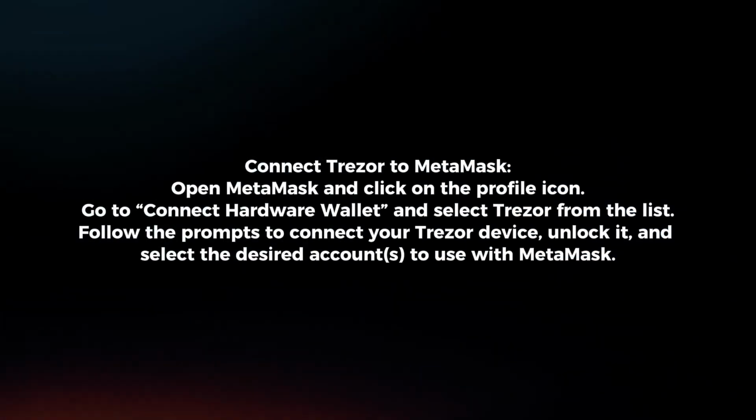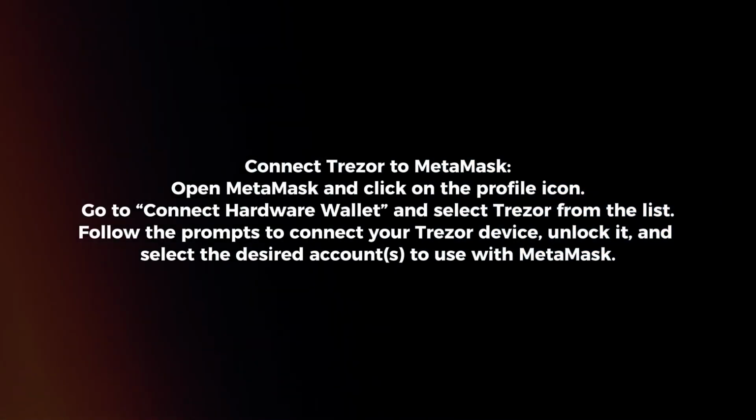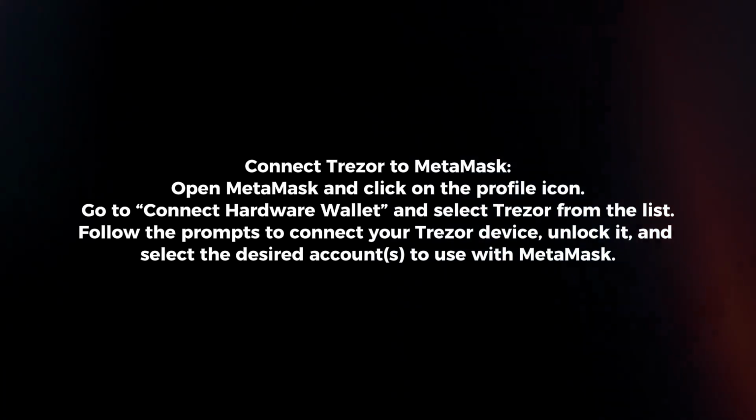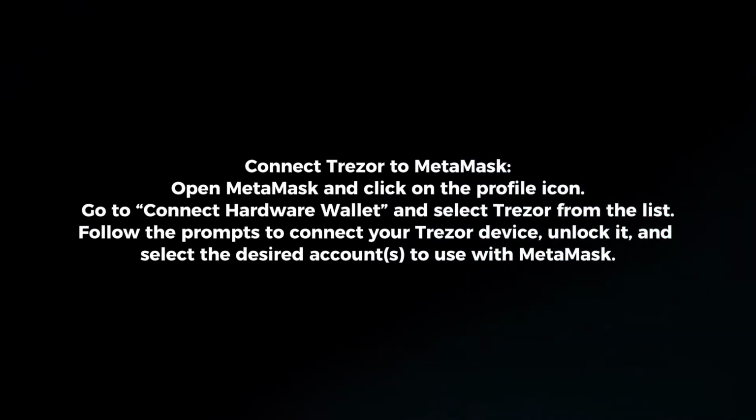Connect Trezor to MetaMask. Open MetaMask and click on the profile icon. Go to Connect Hardware Wallet and select Trezor from the list. Follow the prompts to connect your Trezor device, unlock it, and select the desired account to use with MetaMask.